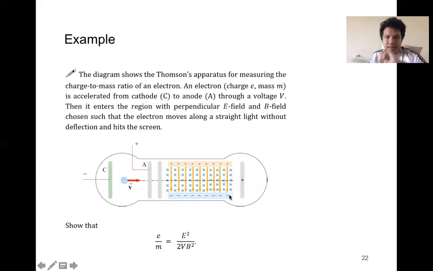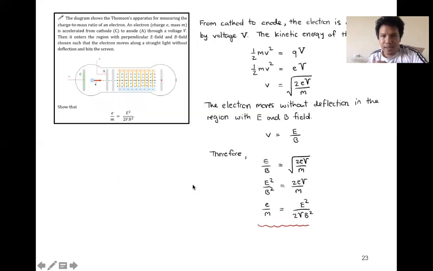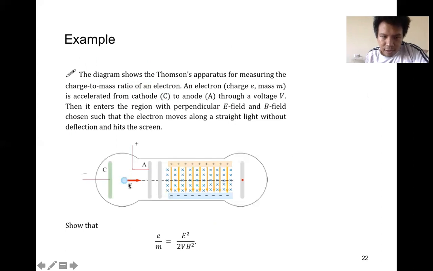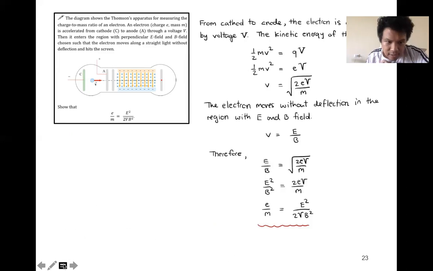Now it is the case that we consider the electron that moves within both a magnetic and electric field. In this case, the first part, we need to calculate the kinetic energy and the speed from accelerating the electron. So this is the first part.